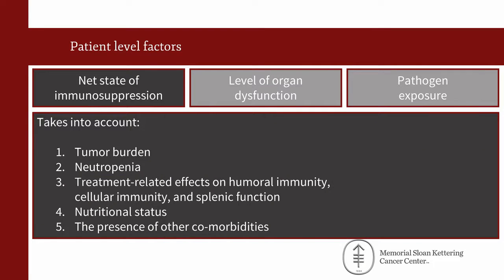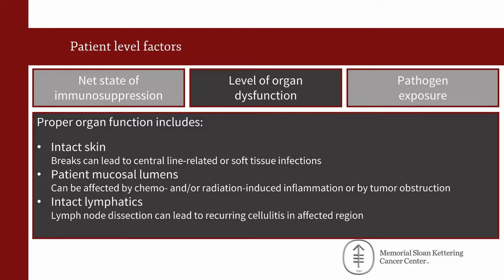The net state of immunosuppression takes into account tumor burden, neutropenia, treatment-related effects on humoral immunity, cellular immunity, and splenic function, nutritional status, and the presence of other comorbidities. Host defenses are also contingent on proper organ function. This includes intact skin, patent mucosal lumens, and intact lymphatics. When these are breached, patients can develop infections.